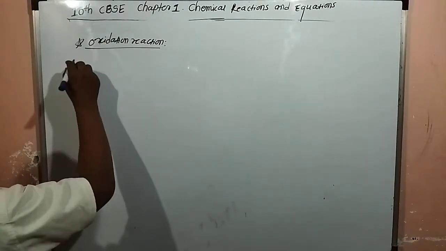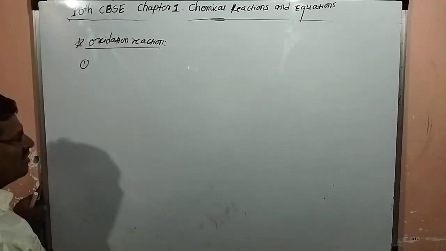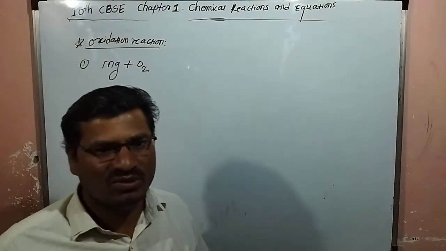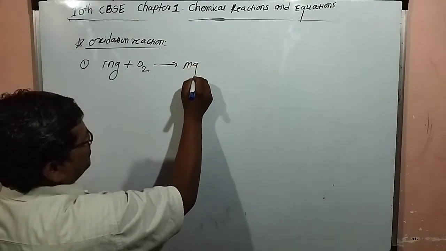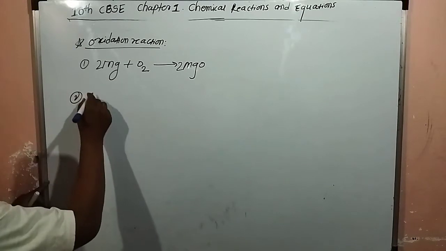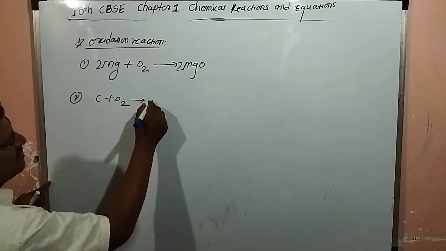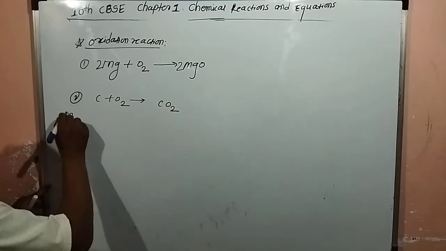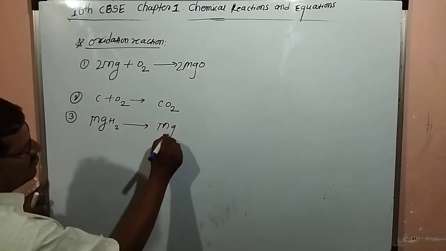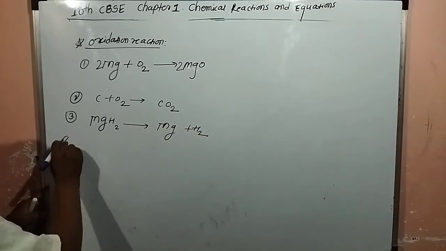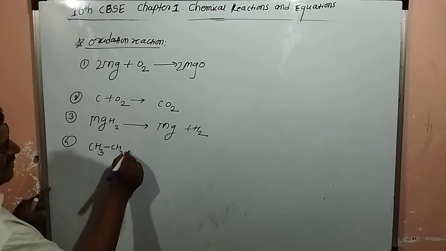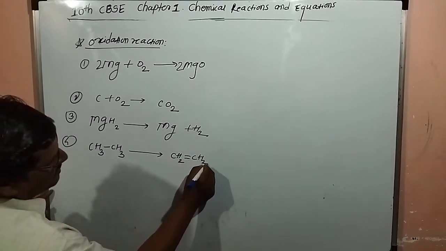In the examples, the first example, we have already studied. Magnesium burns in the presence of oxygen and it gives MgO, twice MgO, twice Mg. Second is C plus O2, giving CO2. Third, you can take MgH2, giving Mg plus H2. The next example, which we will study in the next lessons also, is CH3-CH3, giving CH2 double bond CH2.